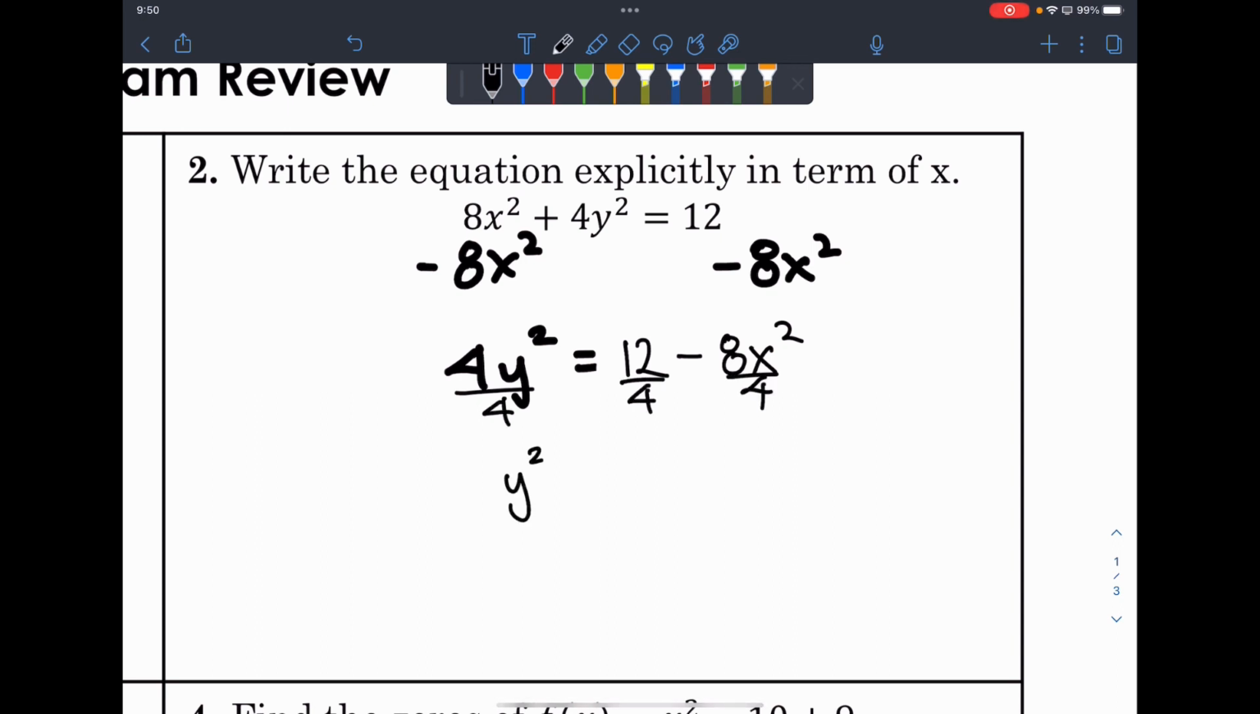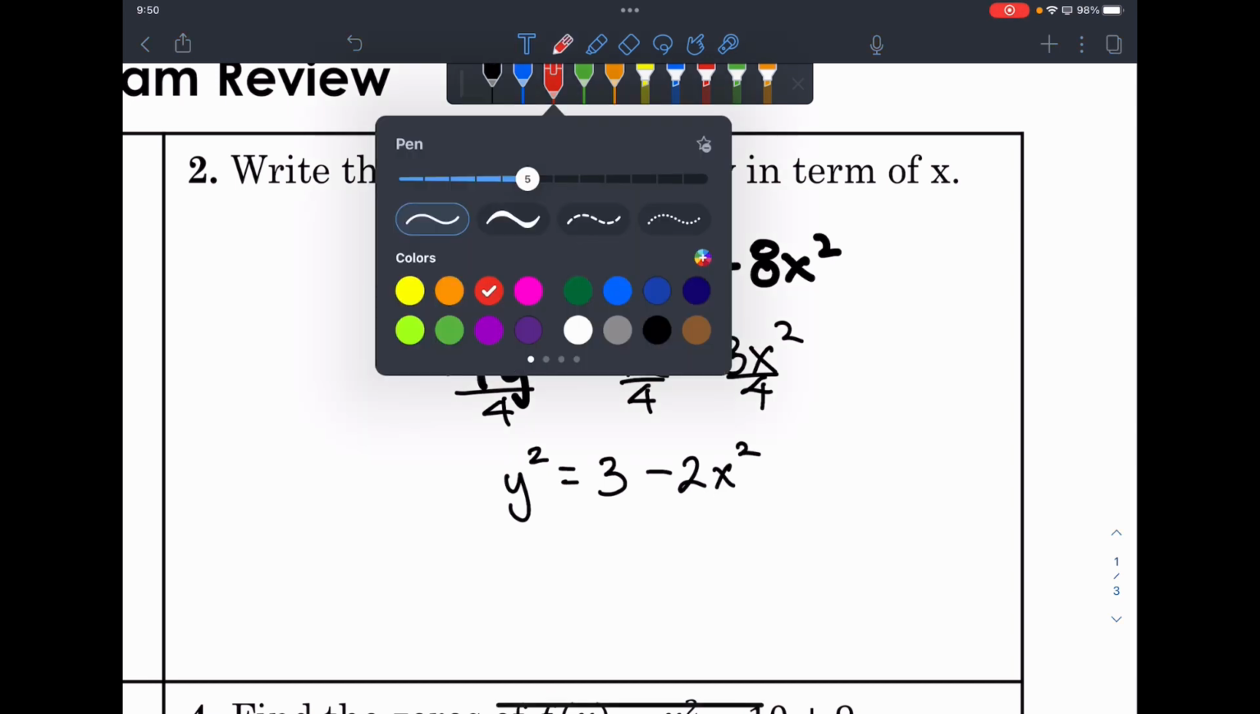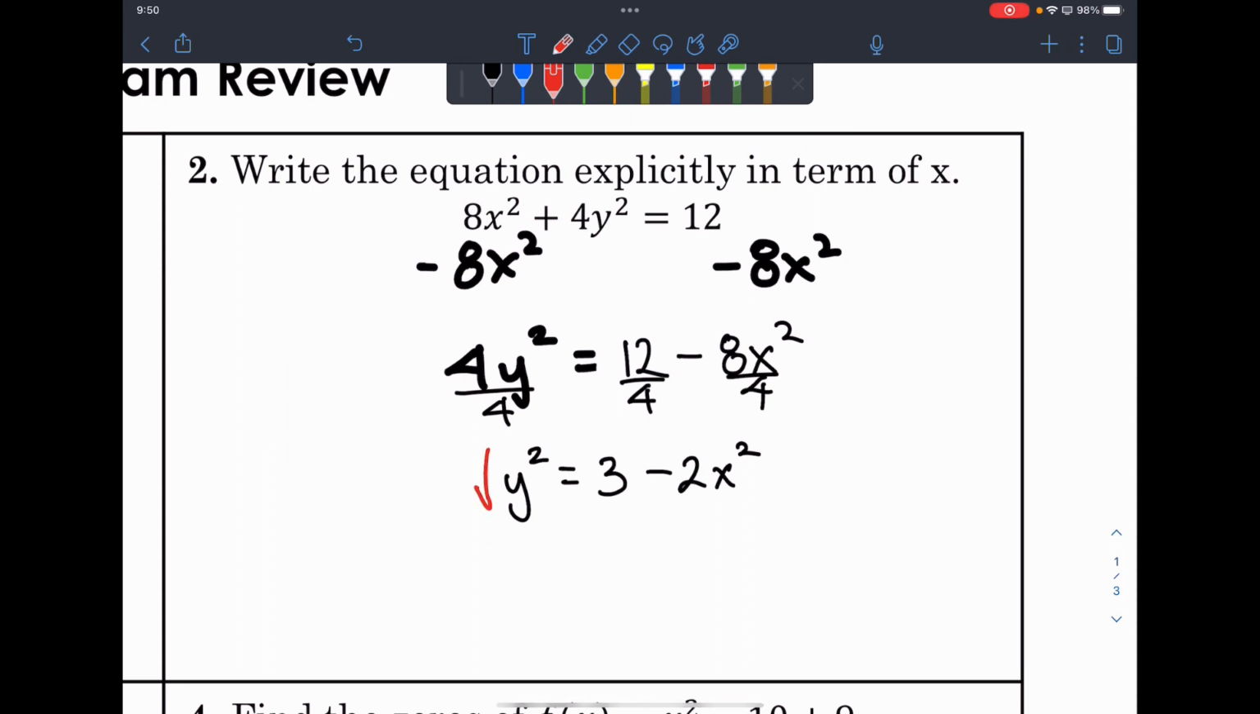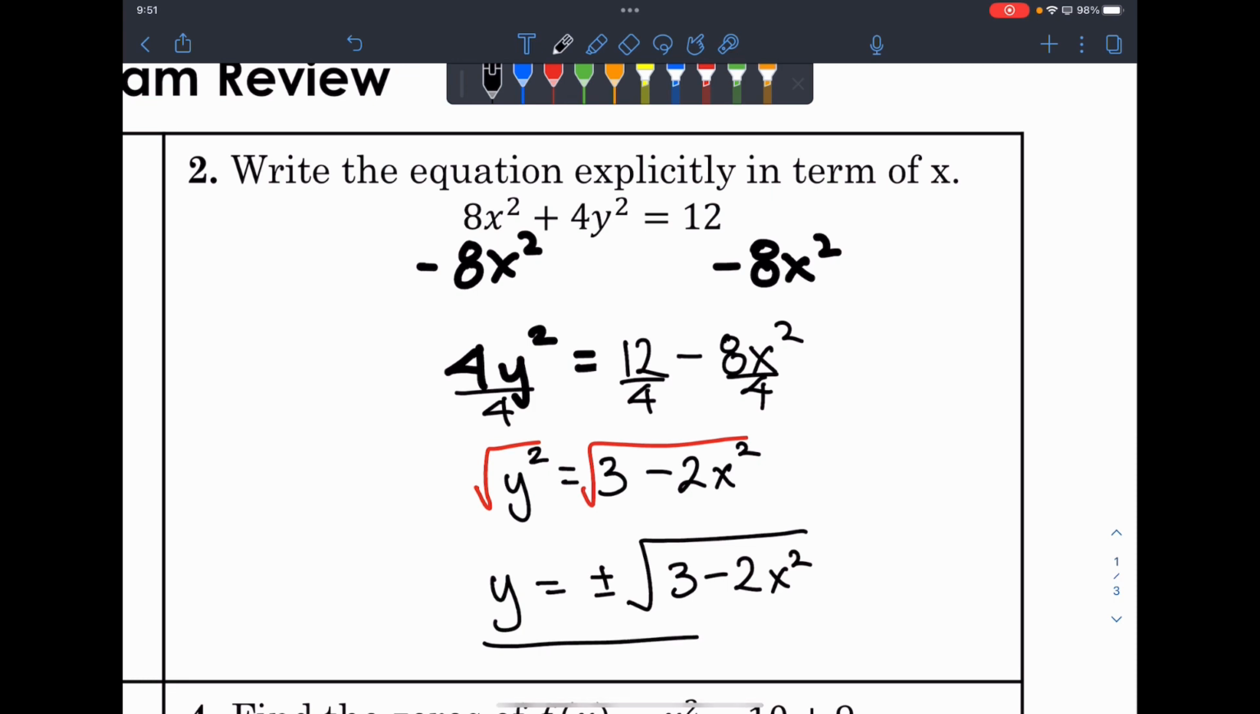And y squared equals 3 minus 2x squared. We then take the square roots of both sides, and y equals both the positive and negative square root of 3 minus 2x squared. So there's your solution to problem number 2.